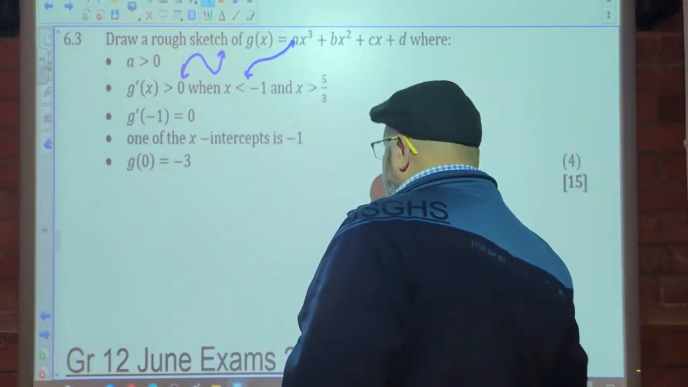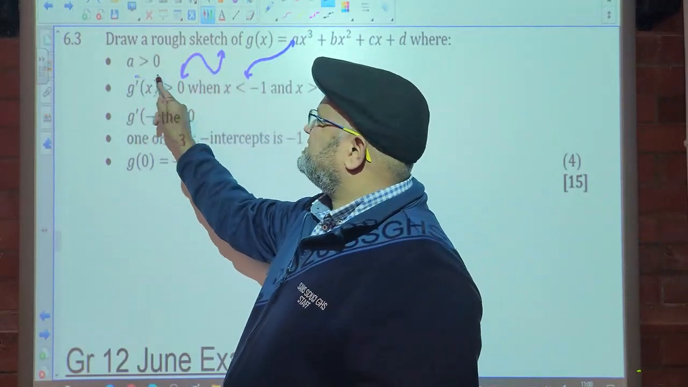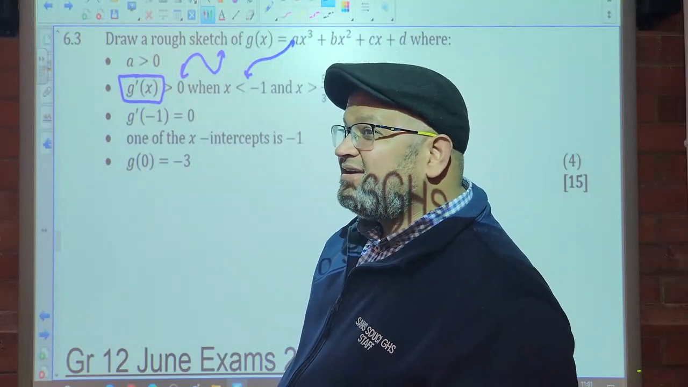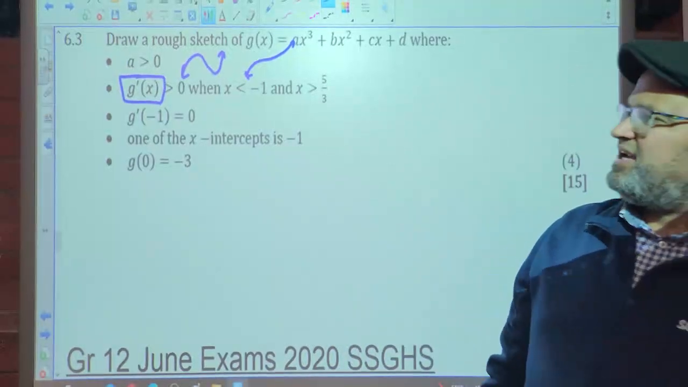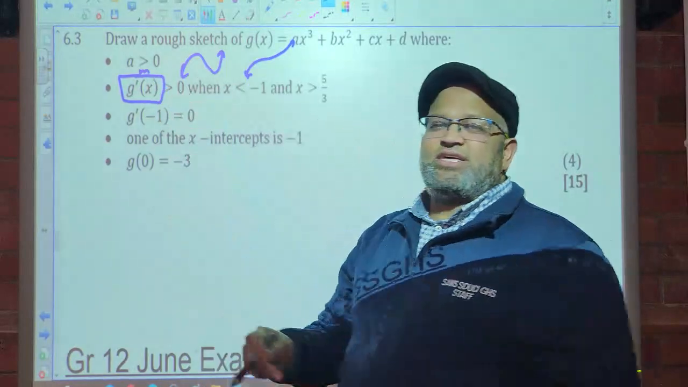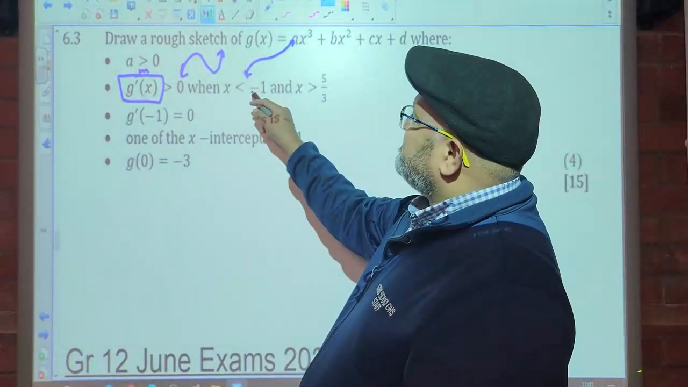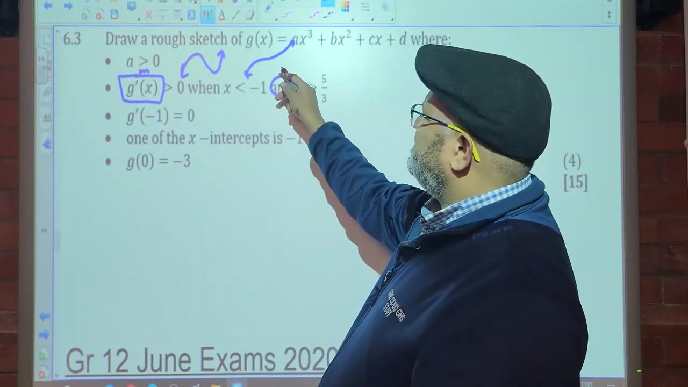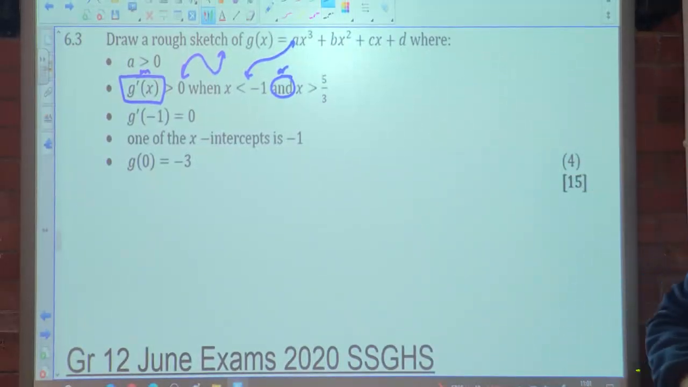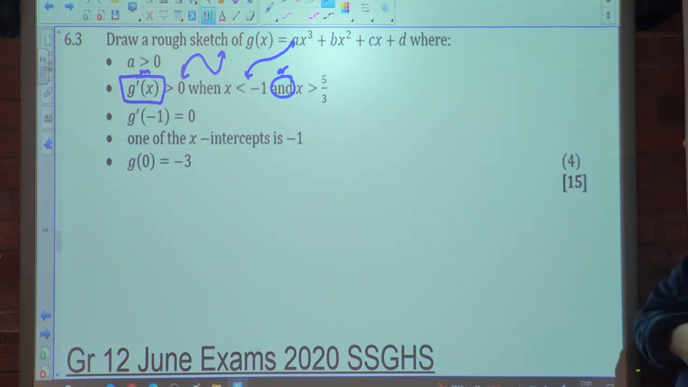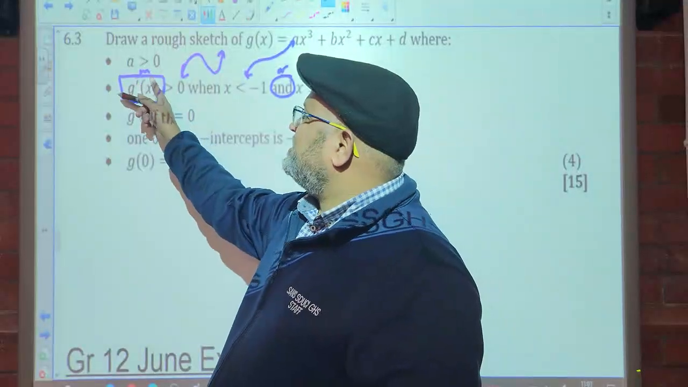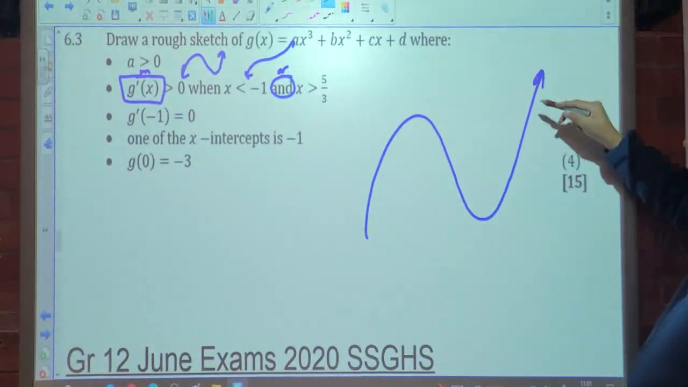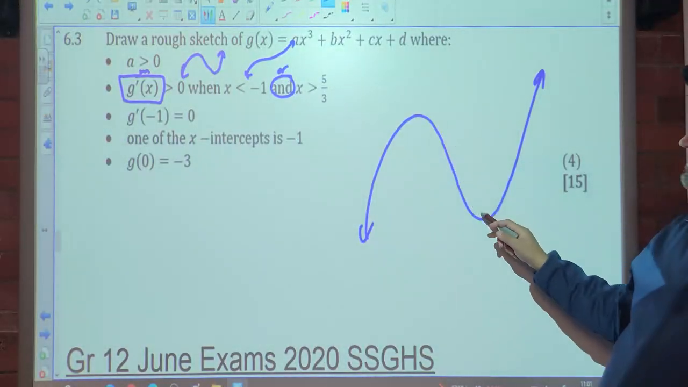Then we are told in the second bullet that g prime of x, what is this to us? G dash x, the derivative of g, what is this? The first derivative, yes, but what does it tell us? Well, what is the general gradient anywhere along the curve? So the gradient is greater than 0, which means the gradient is positive, when x is less than negative 1 and x is greater than 5 over 3. I made a mistake there, it must be 5 over 3. So the gradient must be greater than 0. What does that mean to say? If the gradient is positive, the graph is increasing. So if you look here, the graph increases, decreases, increases. And where does it change from increasing to decreasing? On the turning points. Can you see that, people?